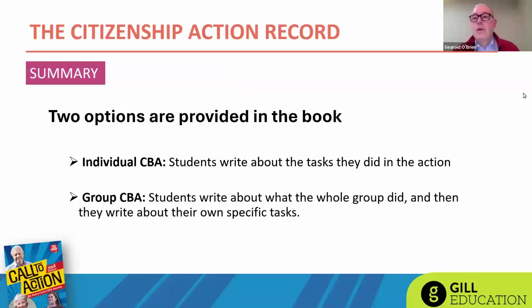So, a summary of what exactly happened, so someone who knew nothing about it would know what happened. I've provided for 2 options. If they did it as an individual, they just write about their own tasks. If there's a group task, they write about what the whole group did, and then they write about their own specific tasks within the group.